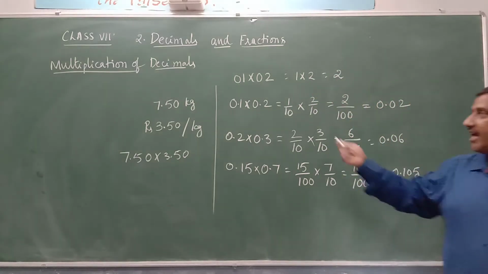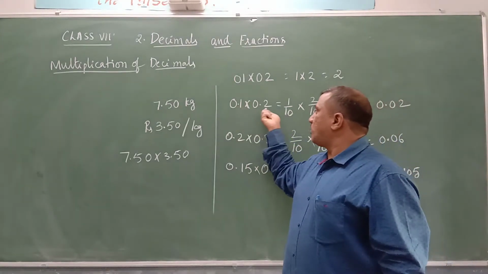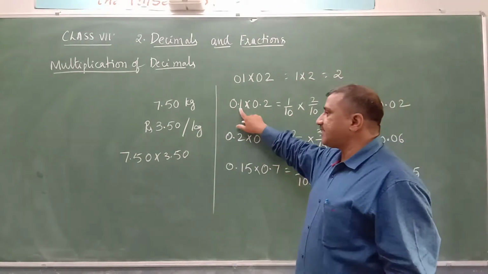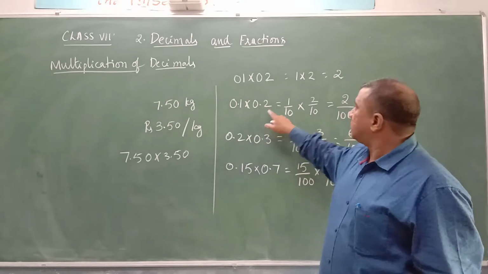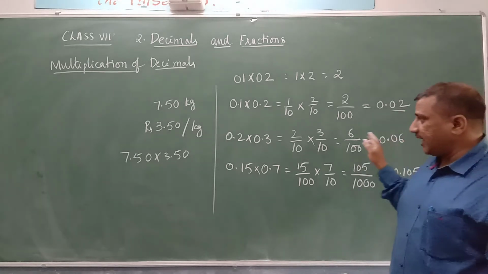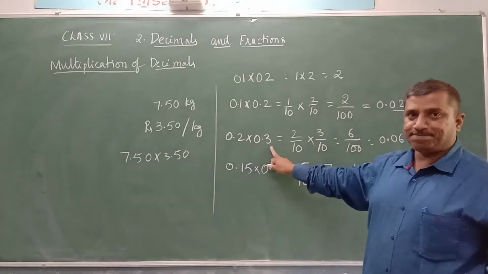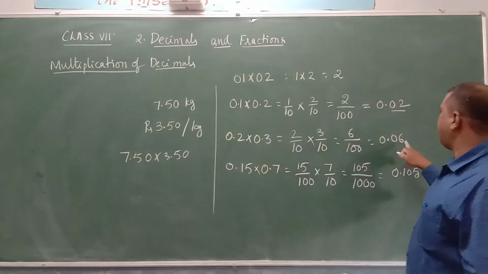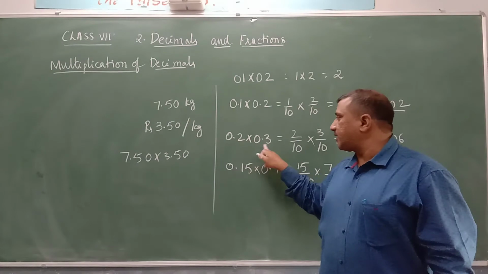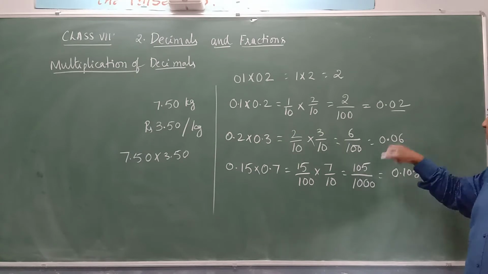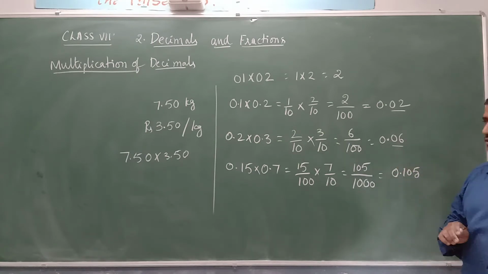Here, in the two decimal numbers, we have two digits all together after the decimal point. Here one digit, 1, and here one digit, that is 2. So in the product also we got two digits after the decimal point. Similarly 0.2 into 0.3: ignore the decimal point and multiply them as whole numbers. 2 into 3 will get 6, and there are two digits after the decimal point in the two decimal numbers. Therefore, the decimal point also came after two digits, that is 0.06.